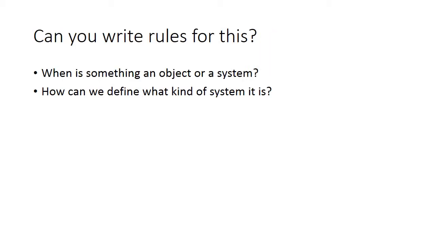Then we talked about whether there was more than one type of system. Some of you had learned about open and closed systems previously, but not everyone. So we kind of had to figure out what those meant. I asked you to work in groups and write rules to determine when something's an object or a system, and then how you could define what kind of a system it was. Now, I wanted these to be logical rules, so if-then statements, so you could apply them to just about any situation.